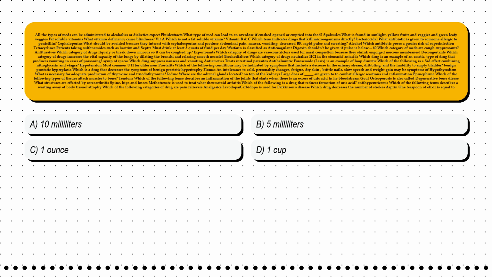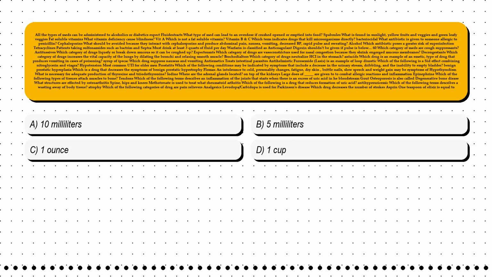Warfarin is classified as an anticoagulant. Digoxin shouldn't be given if pulse is below 60. Which category of meds are cough suppressants? Antitussives. Which category of drugs liquefy or break down mucus so it can be coughed up? Expectorants. Which category of drugs are vasoconstrictors used for nasal congestion because they shrink engorged mucous membranes? Decongestants. Which category of drugs increases the vital capacity of the lungs by dilating the bronchi and relaxing smooth muscle?